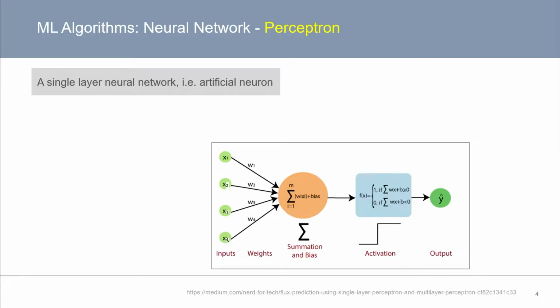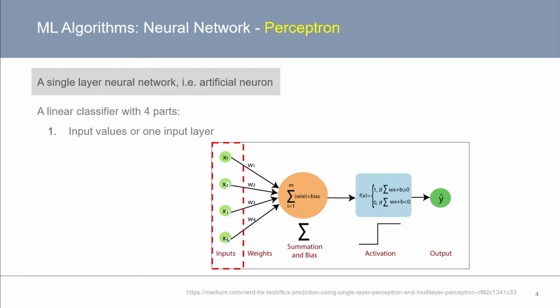A perceptron is a single-layer neural network, also known as an artificial neuron. Here we have a visualization of a perceptron, whose architecture is inspired by biological neurons in the brain. Fundamentally, a perceptron is simply a linear classifier with 4 parts. First, we have the inputs to the perceptron as a single layer. These are basically the different input feature values from our dataset, labeled here as x's 1 through 4.